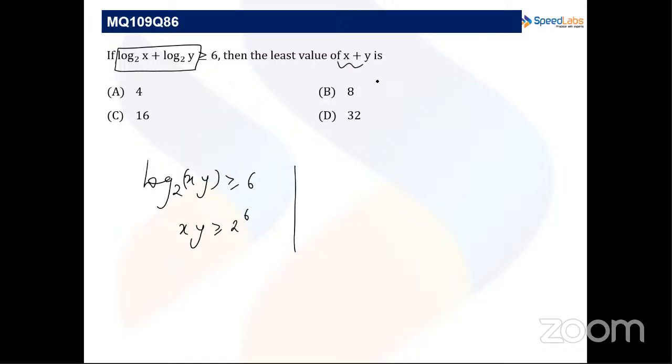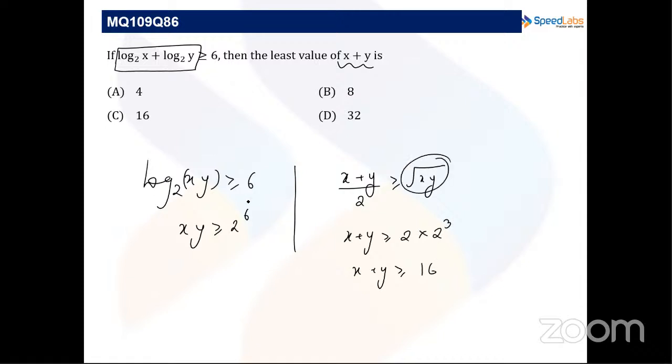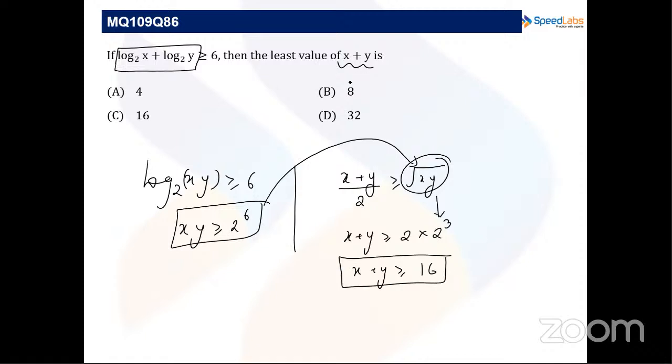We have to find the least value of x plus y. We know that (x plus y) by 2, the arithmetic mean, is greater than or equal to the root of the geometric mean. So x plus y will be greater than or equal to 2 into 2 to the power 3, so x plus y will be greater than or equal to 16. Since xy was 2 to the power 6, root xy will be 2 to the power 3. So the least value of x plus y is 16, and the correct option is C.